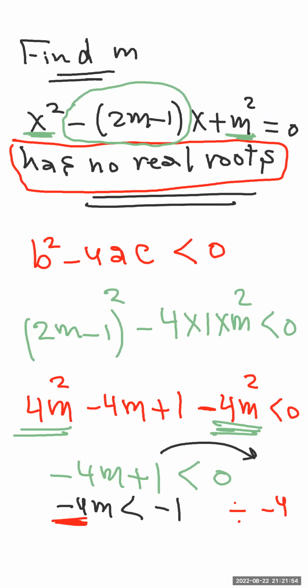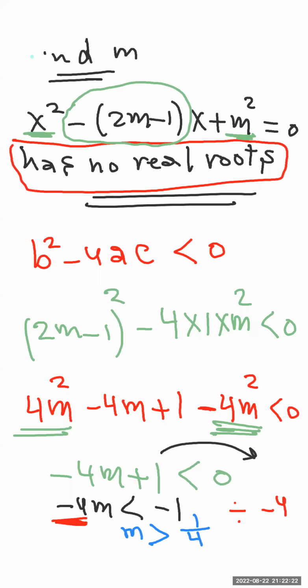So concentrate well. Change the symbol. Why? Because I divide the inequality by a negative number or multiply the inequality by a negative number. So simply m greater than quarter. Correct? Then what will be the value of m?